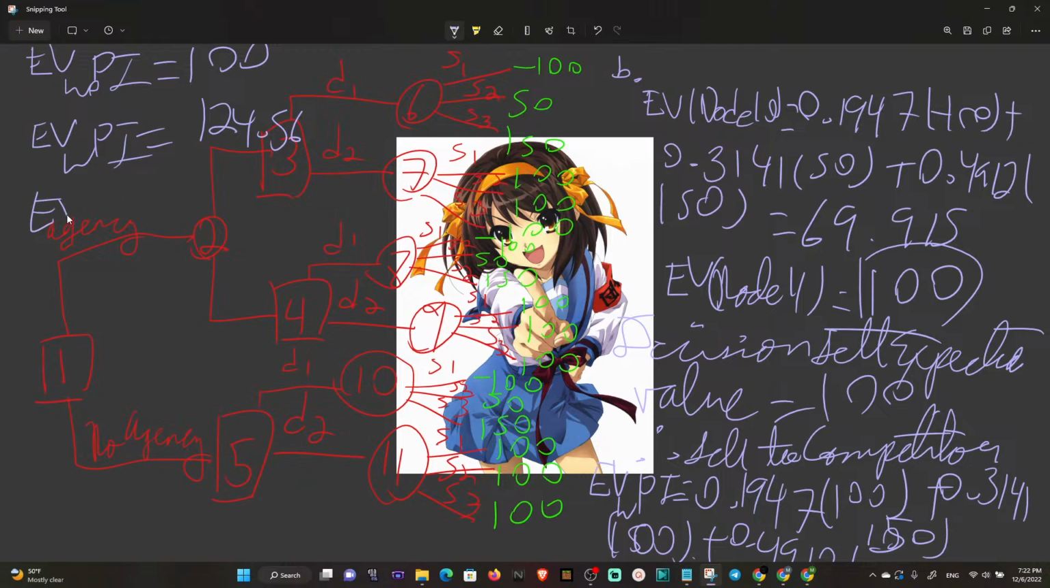Therefore, EVPI will be equal to... Wait, where'd you get the 124.56? Oh, because you already calculated it. Yeah, I already calculated it with the calculator while you guys were talking. Okay.